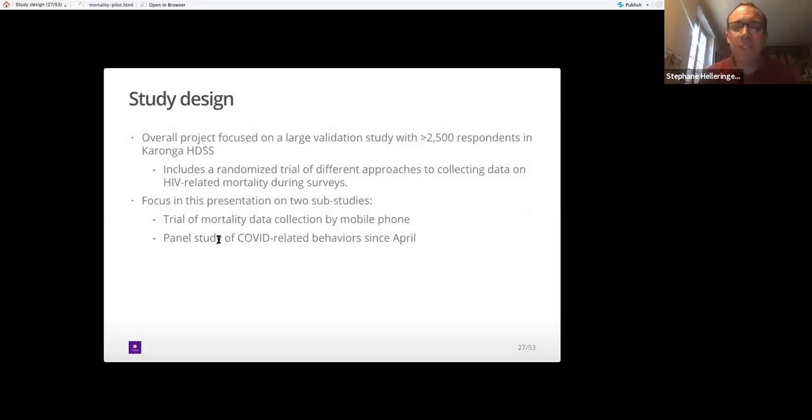In terms of our study design, the overall parent project was focused on a large validation study with more than 2,500 respondents in the Karonga health and demographic surveillance system. But in this presentation, I will focus on two sub-studies that are more immediately relevant to our tracking of excess mortality in the context of the COVID-19 pandemic. One is a simple trial of mortality data collection by mobile phone. And the other one is a panel study of COVID-related behaviors that we've been conducting since April, since the first cases appeared in Malawi.